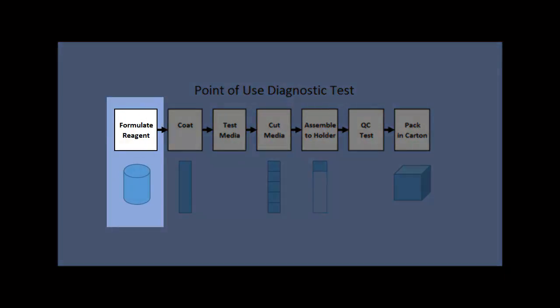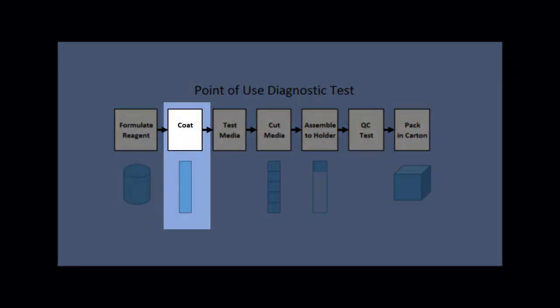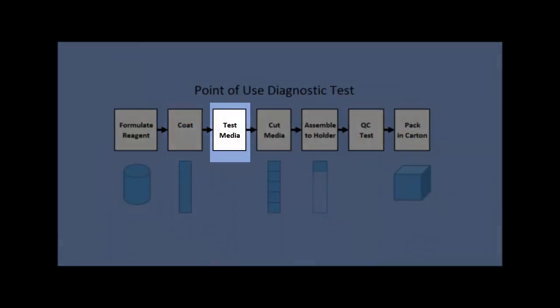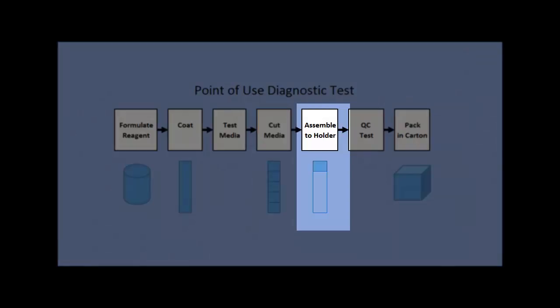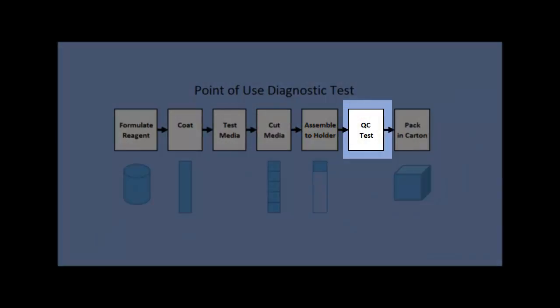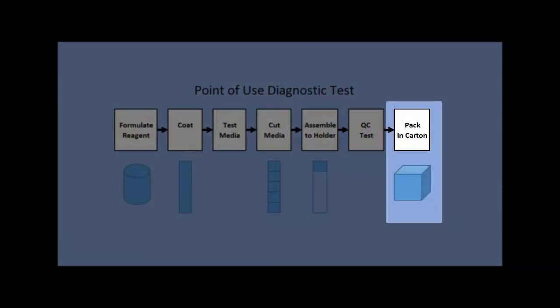First of all, we'd formulate the special reagent, then we'd coat a long strip with this reagent. We'd test that media to make sure it was evenly spread and active. Then we'd cut that coated media into little strips and stick each piece onto the end of some kind of holder, like a lollipop stick. Then we test that batch again and pack them into cartons.